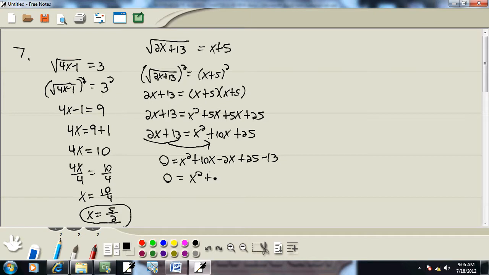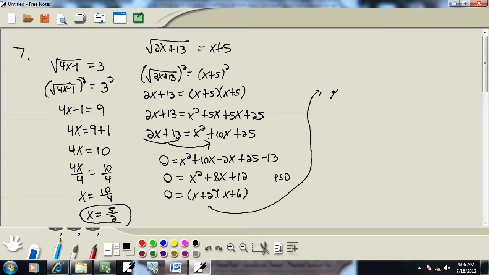10x minus 2x gives us 8x. 25 minus 13 gives us 12. And this factors using the PST method. X plus 2 times x plus 6. Zero factor property. You get 0 on one side and you factor the other side. You can set each factor equal to 0. So we'll set x plus 2 equal to 0 and x plus 6 equal to 0. And we get x equals negative 2 and x is equal to negative 6.